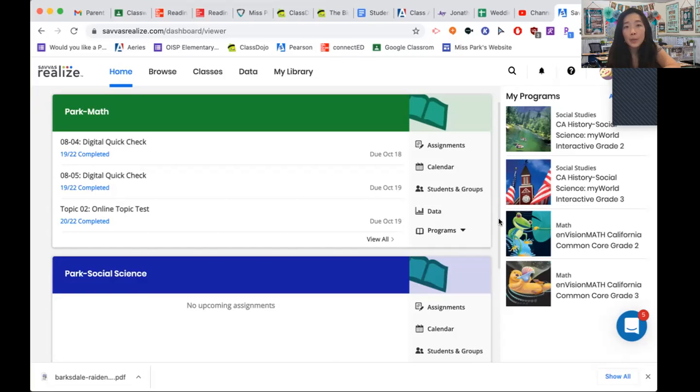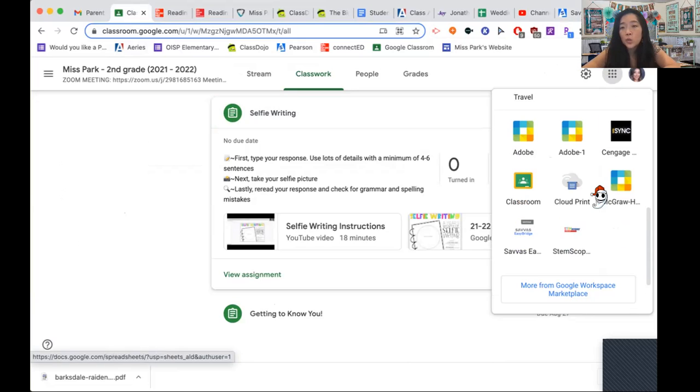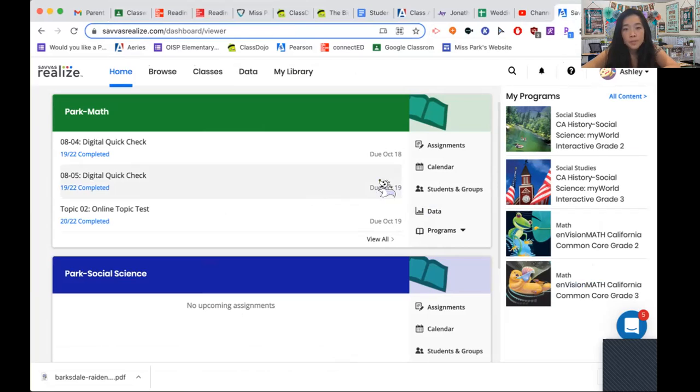All right, guys, today we are going to be moving on in math to 8-7. So to get to Savvas Realize, you need to go to Google Classroom, click on your waffle, and scroll all the way down until you get to Savvas EasyBridge. Everybody go to Savvas EasyBridge. Once you're there, you are going to click on our froggy.